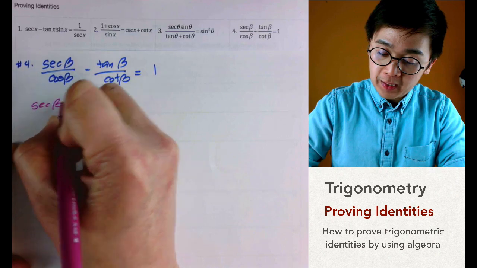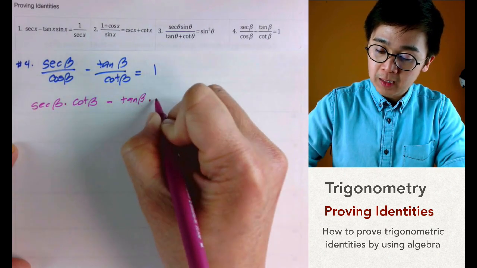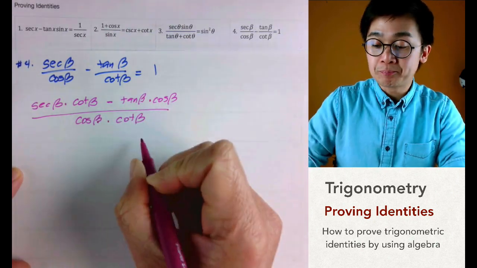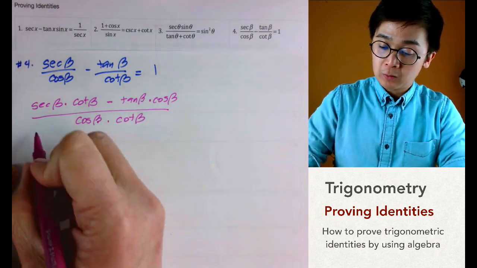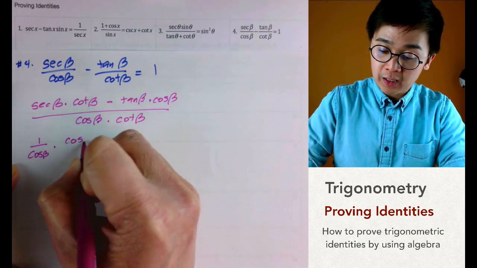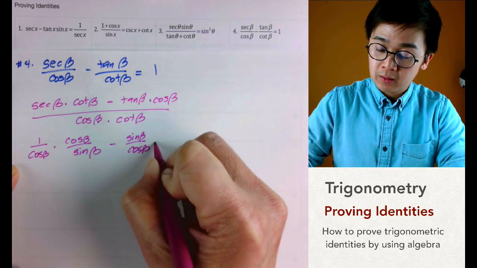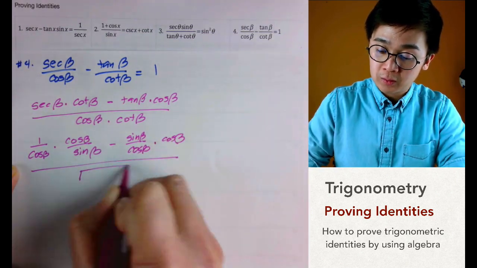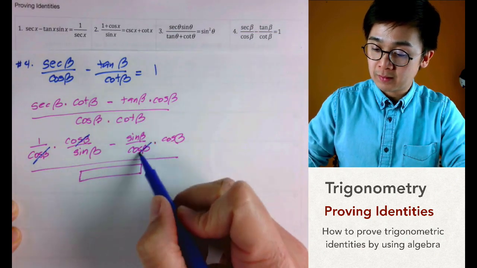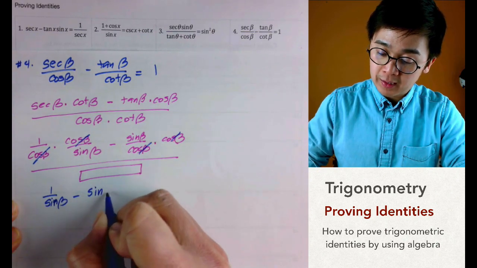So we'll have secant beta times cotangent beta minus tangent beta times cosine beta all over cosine beta times cotangent beta. So by simplifying the numerator, secant is going to be 1 over cosine, and cotangent is cosine all over sine, minus sine all over cosine times cosine beta all over, we'll just use this as our placeholder, because all I need to do is to simplify this, which will give me 1 over sine beta minus sine beta all over 1.